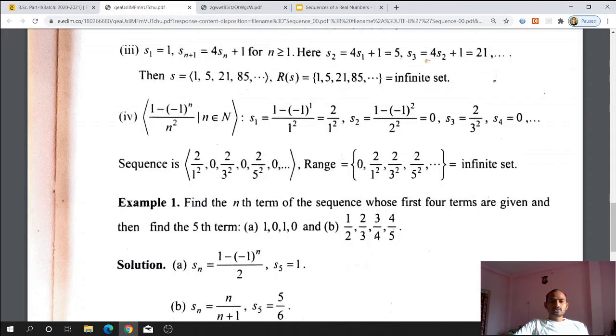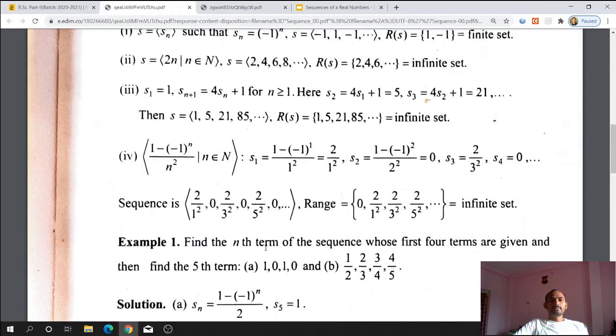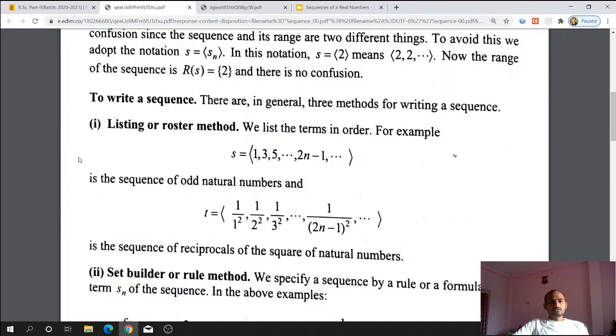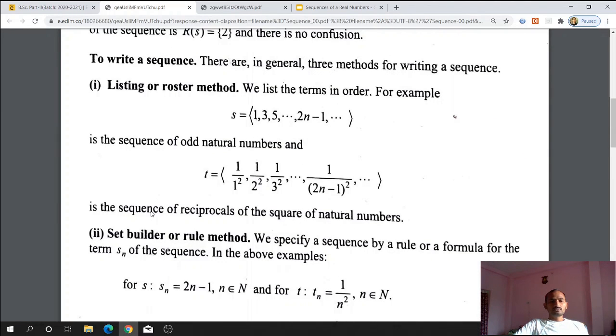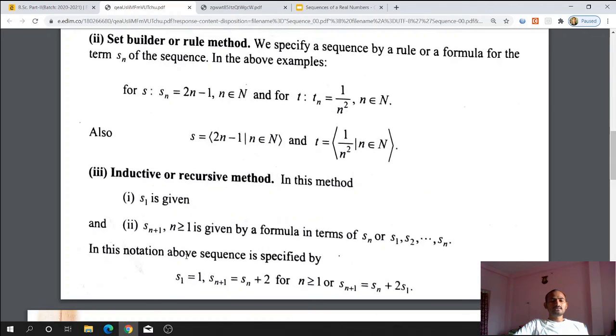I hope you understand all the examples for these methods. The three methods are the listing or roster method, the set builder or rule method, and the third is the recursive method.